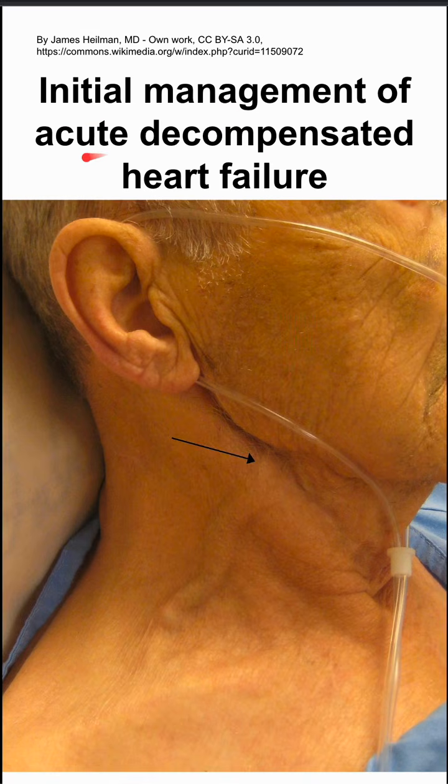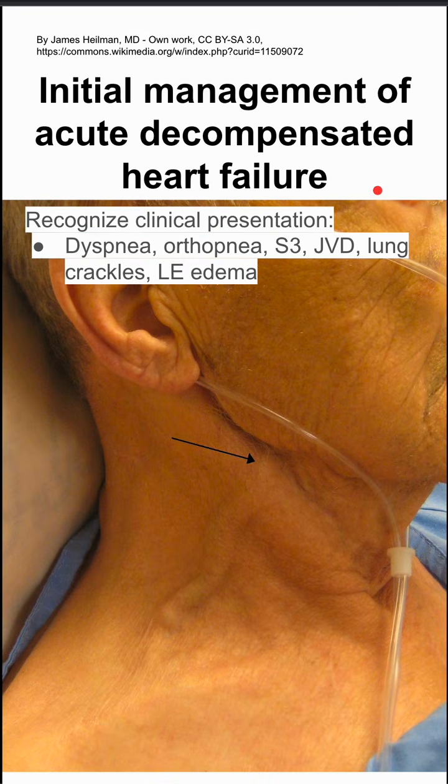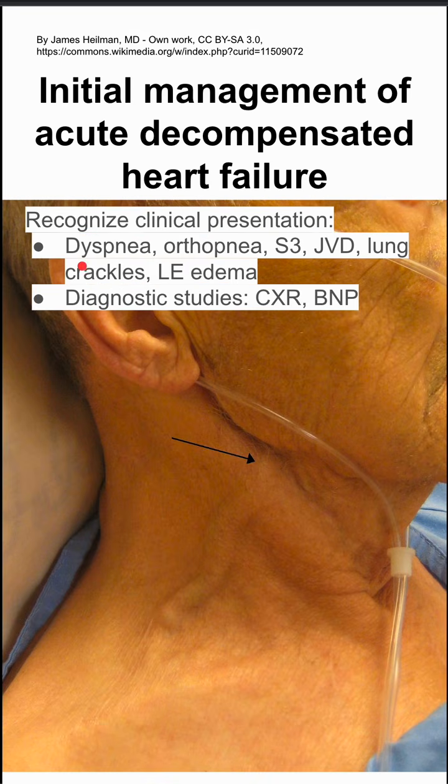This is the initial management of acute decompensated heart failure. You first want to be able to recognize the clinical presentation of acute decompensated heart failure. Patients can have dyspnea, orthopnea, an S3 heart sound, jugular venous distension, which is what you see in the background here, lung crackles, and lower extremity edema.